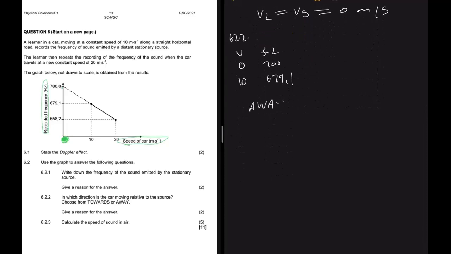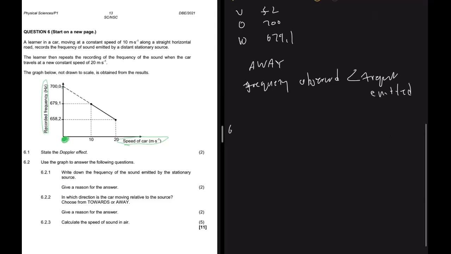So here we'll write away, and the reason for that is that the frequency observed is less than the frequency emitted, right? Yes. Let's move ahead.